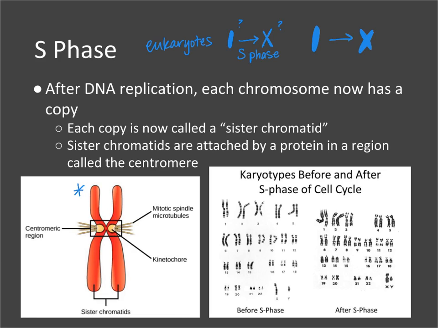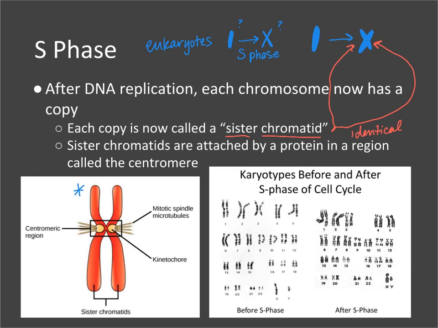Now, once these chromosomes are X-shaped, each one of the arms is called a sister chromatid. So in this picture here, we've got a sister chromatid on the right and a sister chromatid on the left. And these two copies are identical. So these sister chromatids are identical to each other. And this is important because each new cell that's going to be created during mitosis is going to get an identical copy of the original information that was in the original cell that decided to divide.